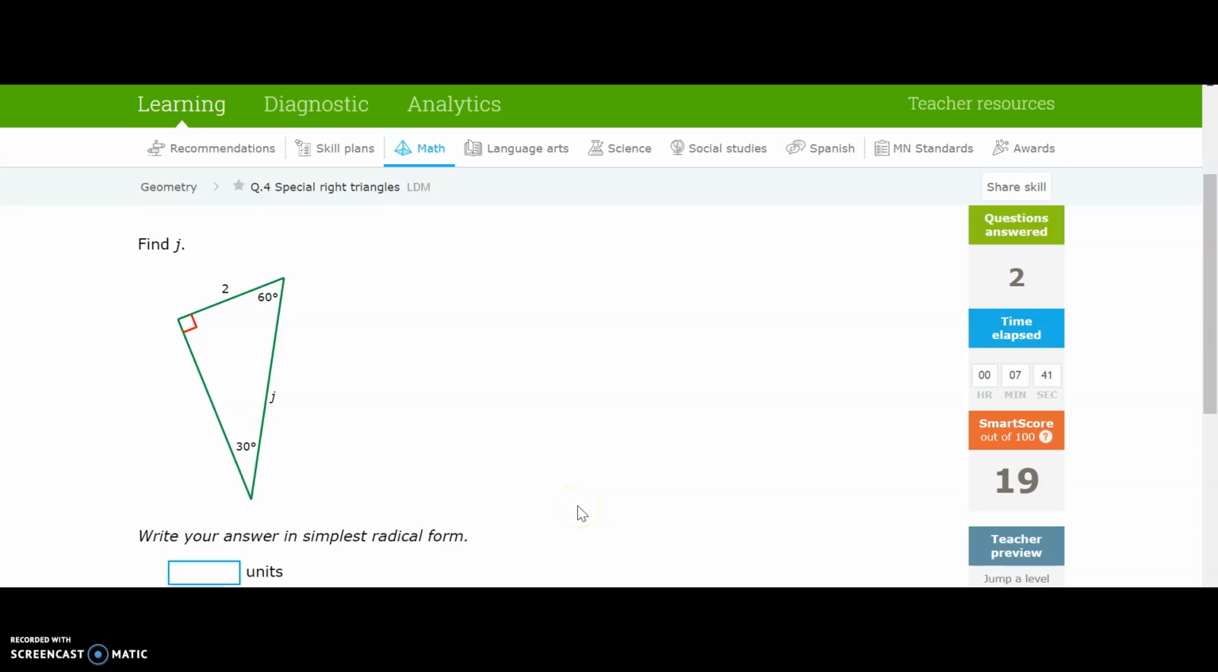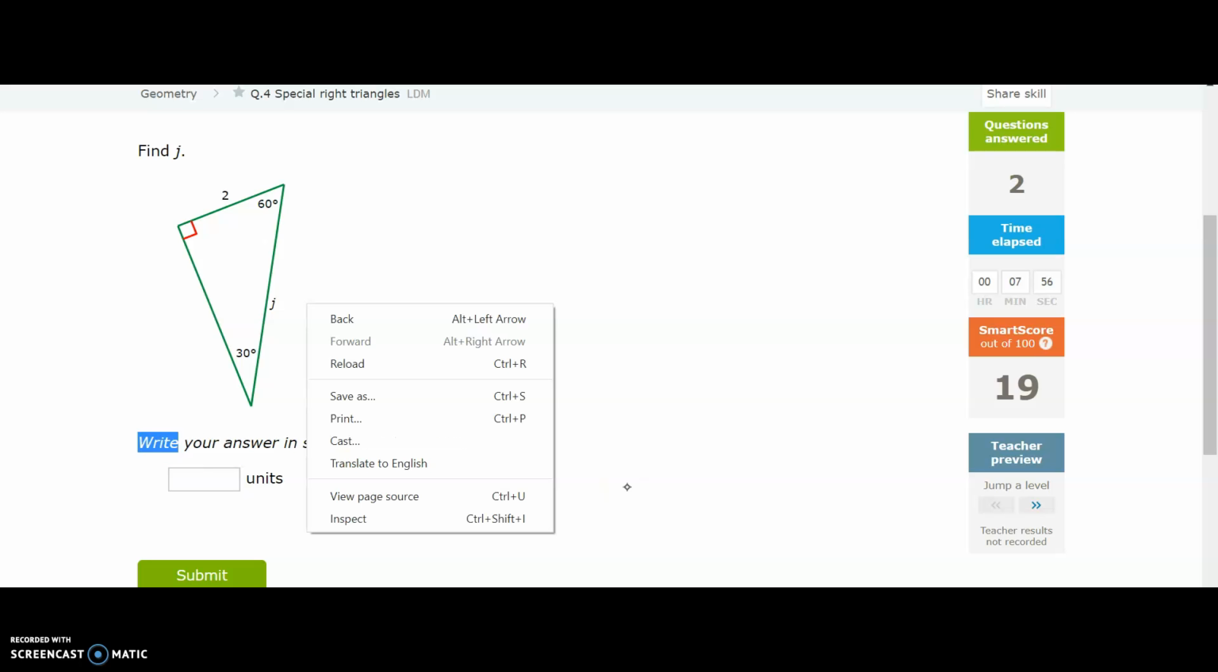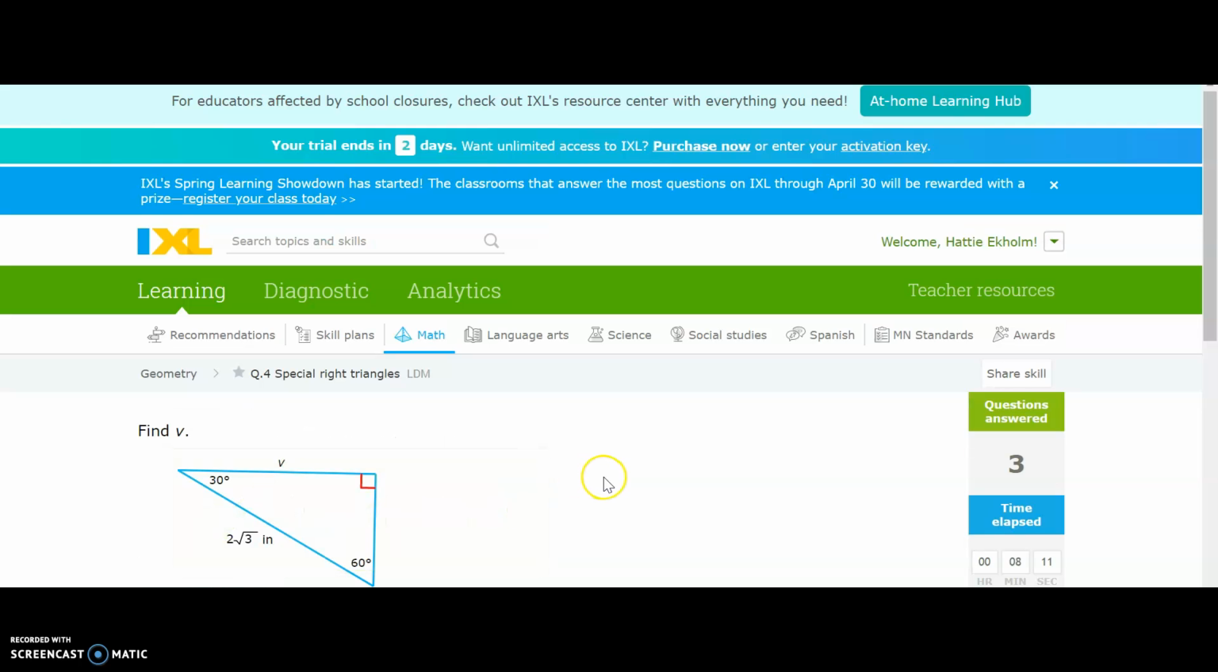Okay, so across from the 30 is the 2. So if I could write here, I would write that this is the small, right? And then I want to know what J is. Okay, well, J is over here. So is J the medium or is it the large? Well, it's across from the 90, so that would be the large. So if the small is 2, remember, we double the small to get the large, so it would be a 4. Okay.